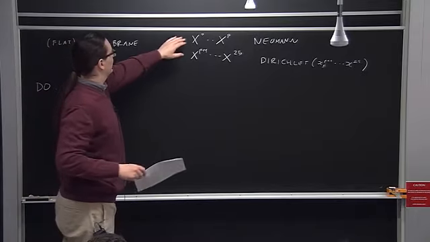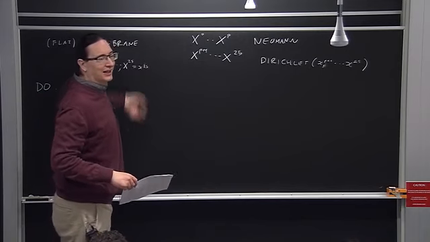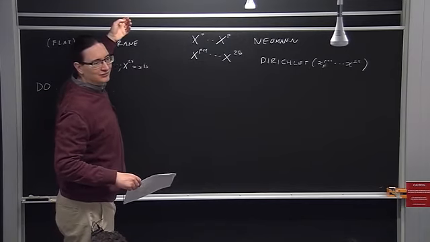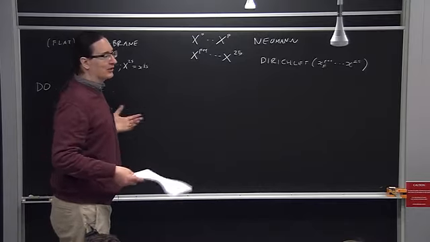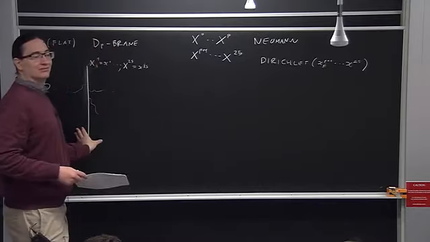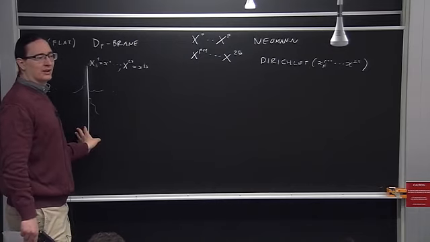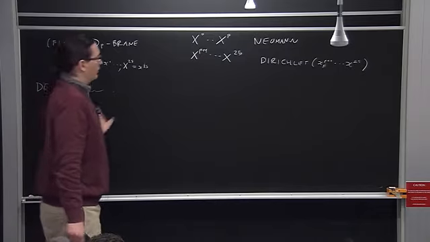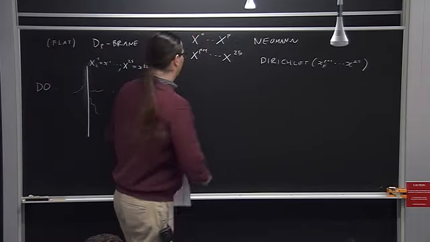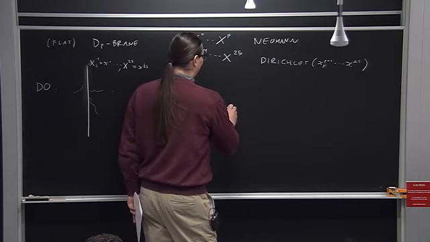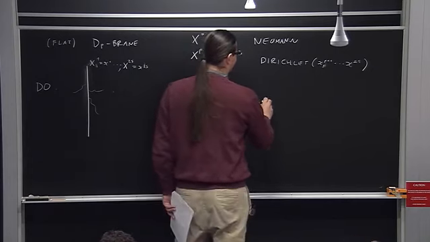Now here I took time to be one of the Neumann directions. So this extends in time and sort of gives you, as I was anticipating, a very heavy object that you just place there and interact with the strings. It's also possible to put Dirichlet boundary conditions on time, which would mean that you have an instanton.